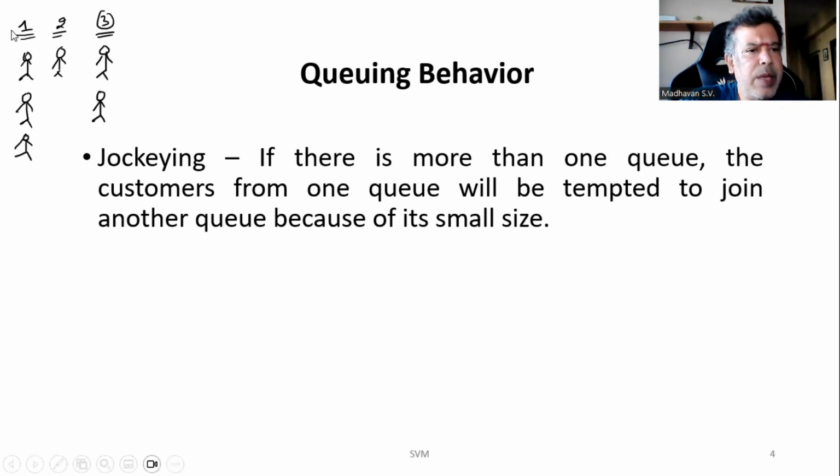Now, since this line is bigger, this person, that is the last person, may be tempted to join line 2. And suddenly, if line 2 becomes slow, and line 3 becomes fast, then again this person may tend to come here. It all depends upon how the service is carried on, and there will be a temptation for the persons standing in the queue to jump from one line to another. If there is more than one queue, the customers from one queue will be tempted to join another queue because of its small size. That we call as jockeying.